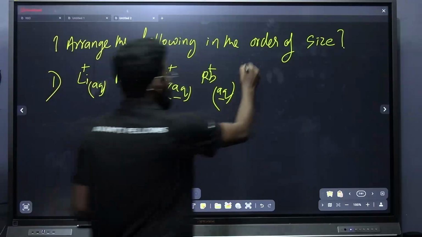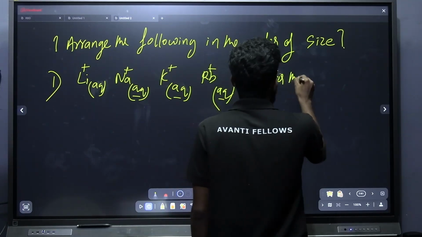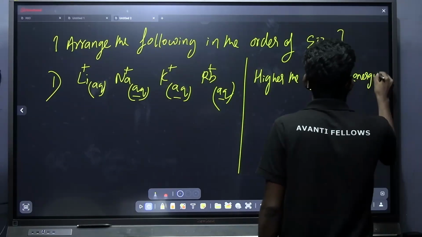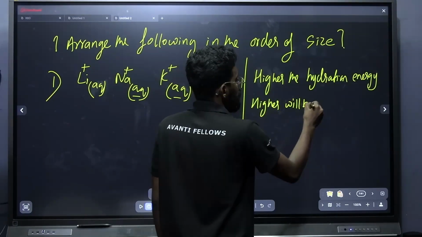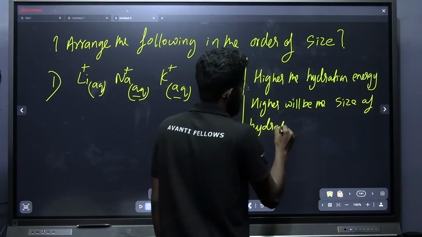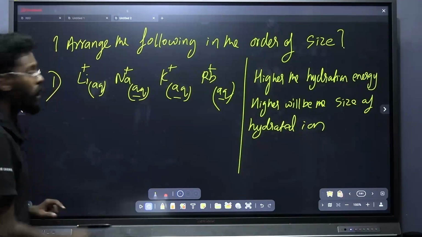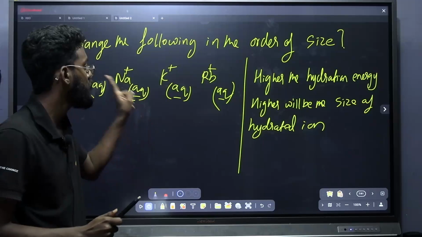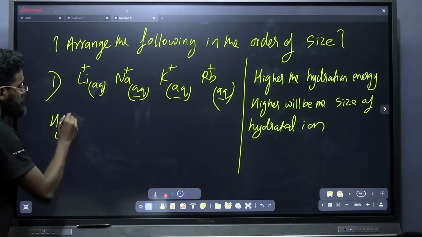Among these, the higher the hydration energy, the higher will be the size of the hydrated ion. Now among all these ions, tell me which ion is having the highest hydration energy.